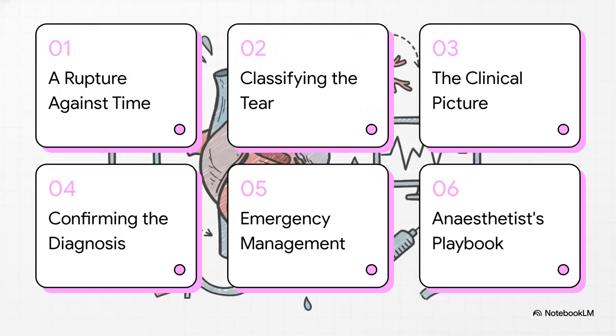So, here's our game plan for this explainer. We're going to start with the basics, what's actually happening inside that aorta. Then we'll get into how we classify these tears, which is the key to everything that follows. From there, we'll build the clinical picture, figure out how to lock in the diagnosis, and outline the emergency management plan. And finally, we'll focus on the part that matters most to us, the anesthetist playbook in the operating room.